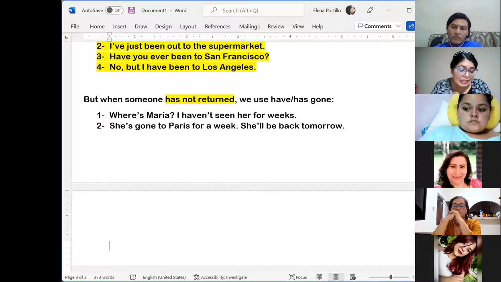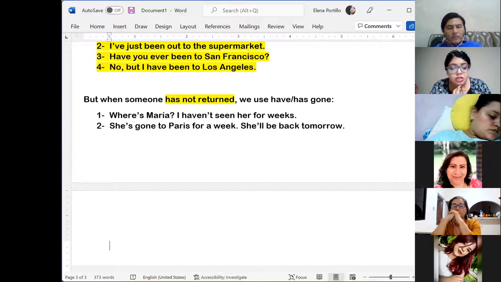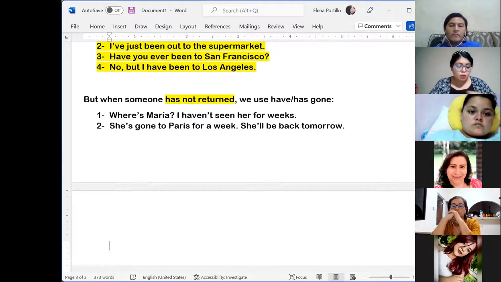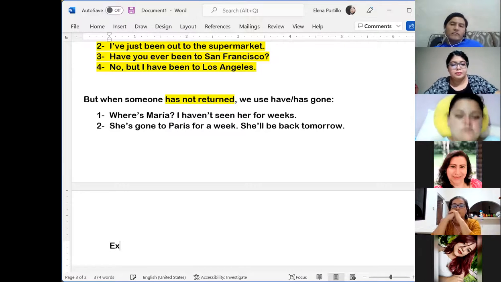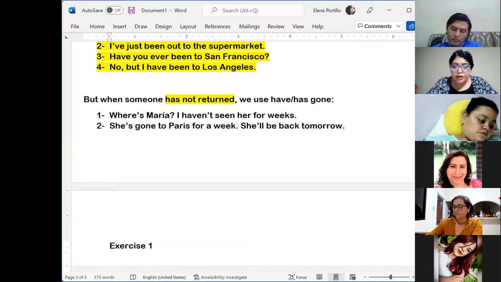In this case, I am going to ask you to help me with the sentences. So I am going to know if you are paying attention to the sentence that you are reading in the structures that we are using. So we have the exercise number one. Exercise one.